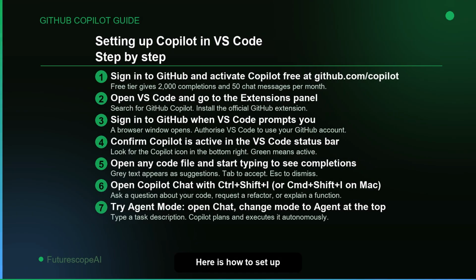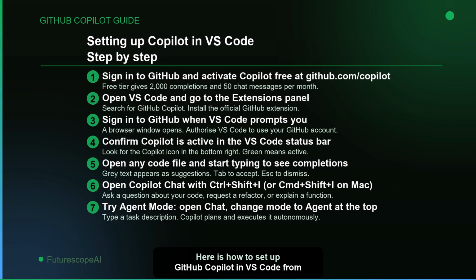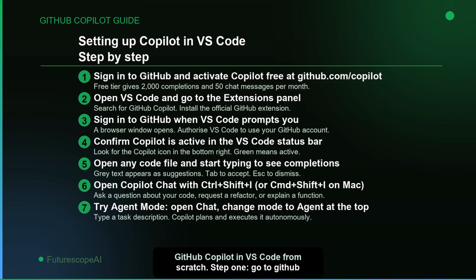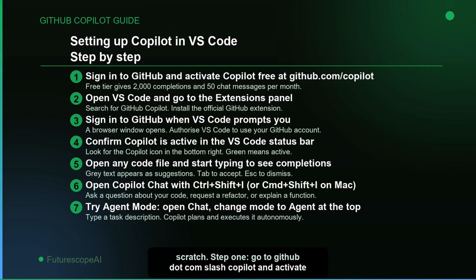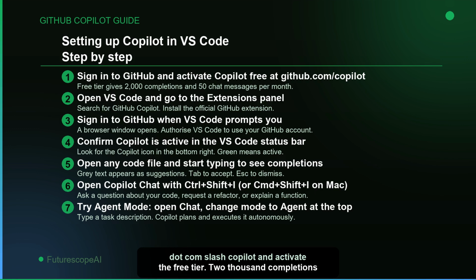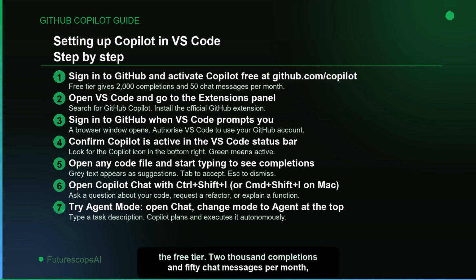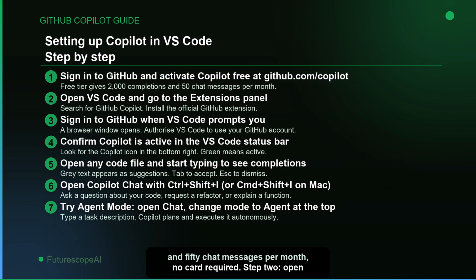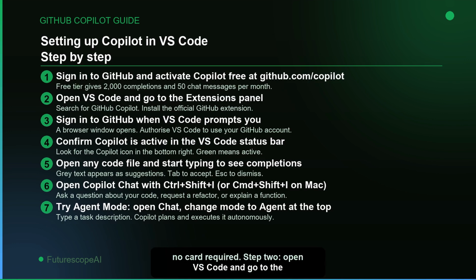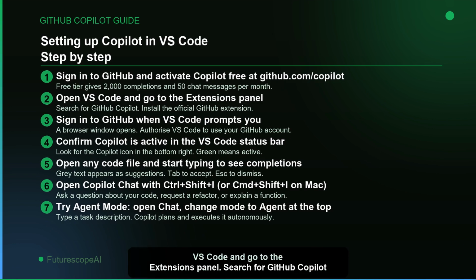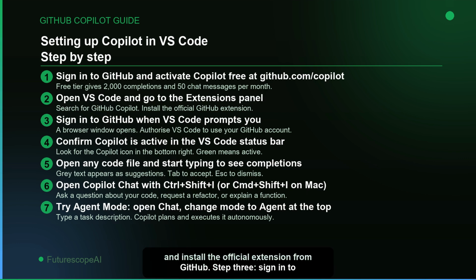Here is how to set up GitHub Copilot in VS Code from scratch. Step 1. Go to github.com/copilot and activate the free tier. 2,000 completions and 50 chat messages per month, no card required. Step 2. Open VS Code and go to the Extensions panel. Search for GitHub Copilot and install the official extension from GitHub. Step 3. Sign in to GitHub when VS Code prompts you. A browser window opens for authorization. Approve the connection and return to VS Code.